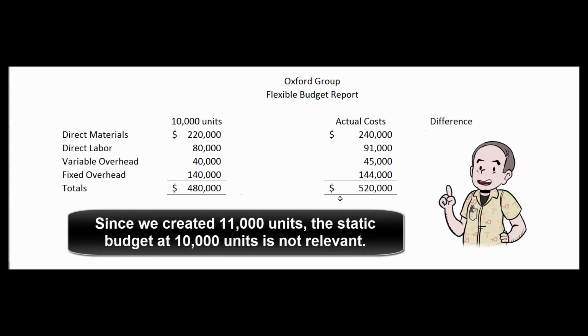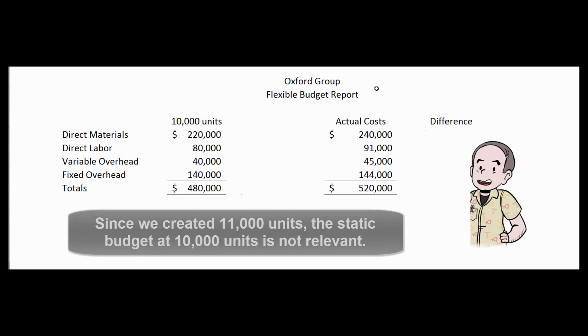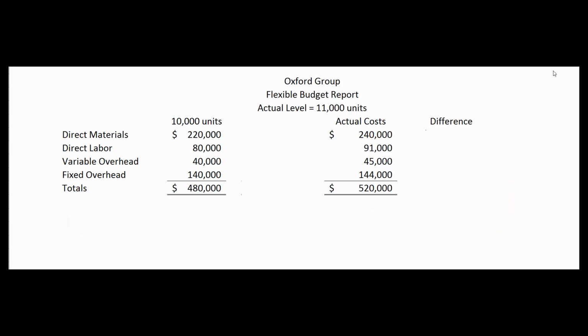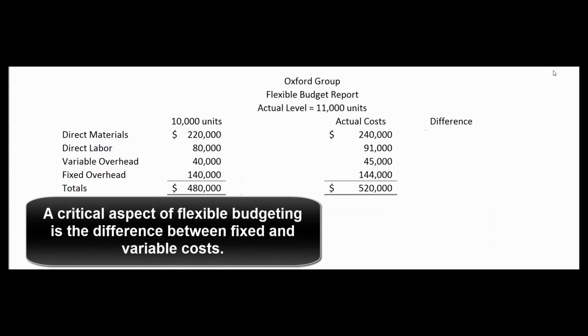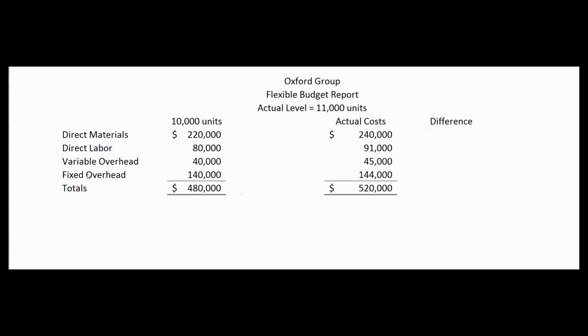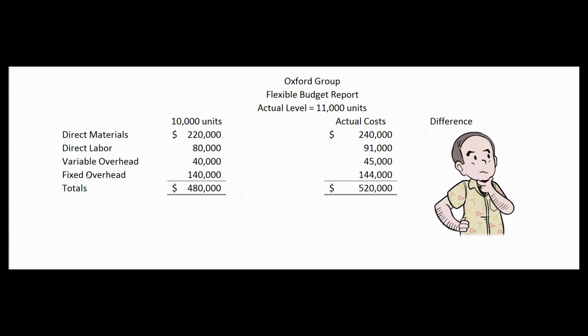We were very productive. So we're going to have to redo the budget. We're going to have to create a flexible budget based on the actual output of 11,000 units. And the most important part of flexible budgeting is recognizing that we have some variable costs like materials, labor, and variable overhead, and some fixed costs. So let's go back and redo the budget. Create a flexible budget based on 11,000 units.